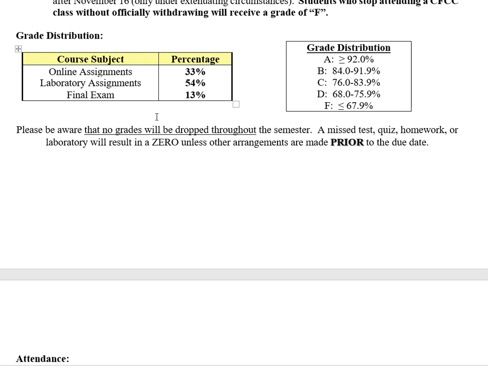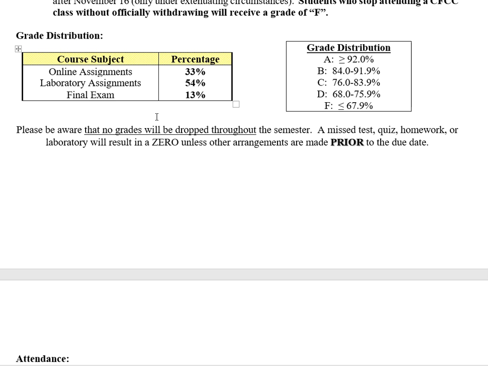The course is going to be broken down into 3 grading sections: the online assignments, the laboratory assignments, and the final exam. The online assignments are going to consist of the lecture online assignments and the pre-lab online assignments. So both of those go into that percentage in that category. You're going to be expected to watch a series of videos, answer some questions that go along with those videos, or answer some pre-lab questions that go along with those videos.